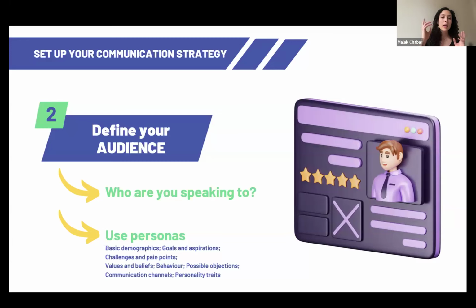just a random name, who lives in, I don't know, Uganda, and you give her age, her gender, so basic demographics, her income, her goals and aspirations, the challenges and pain points that you can solve with your project, the values and beliefs, the behavior, and the possible objections, so that you're ready to counter those as well. The communication channels: where is she, or where can you find your audience? I'll get back to this in a minute.